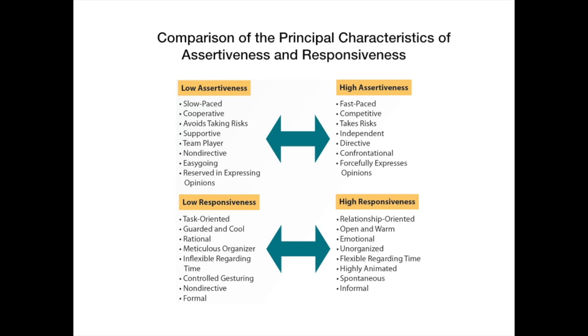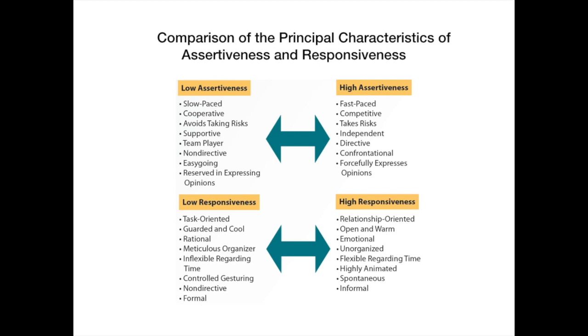Let's talk about responsiveness. People who are low in responsiveness tend to be guarded and cool, very rational, and very meticulous in their organizations. They also tend to be inflexible when it comes to time, and they tend to be more formal in their communication and interactions with other people. On the other hand, people who are high in responsiveness, they like relationships, and they're very open and warm, but they're also emotional and highly animated. They also can be spontaneous.